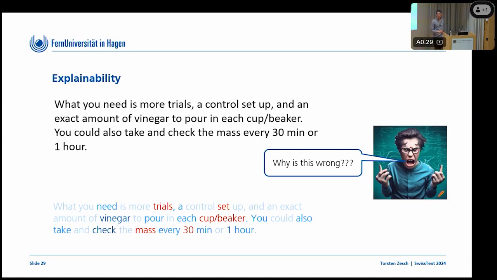And that also is maybe the need for explainability is kind of bad news for using LLMs, because maybe the explainability of these models is not that high.